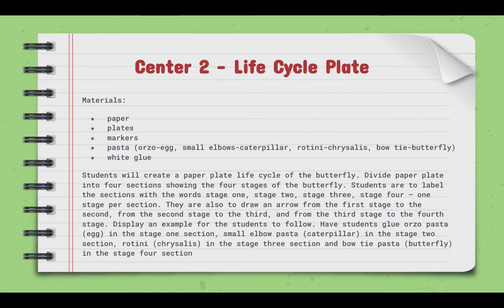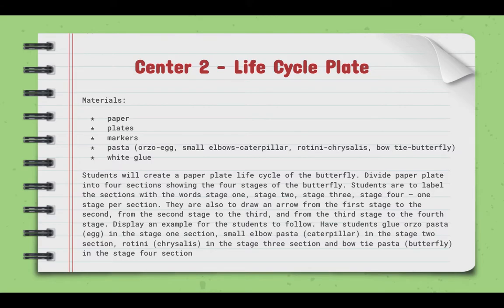At this center, students will create a paper plate life cycle of the butterfly. Have them divide their paper plate into 4 sections showing the 4 stages of the butterfly. Students are to label the sections with the words stage 1, stage 2, stage 3, and stage 4, 1 stage per section. They are also to draw an arrow from the first stage to the second, from the second to the third, and from the third to the fourth. Display an example at this center for the students to follow.